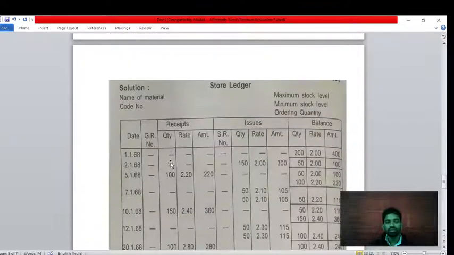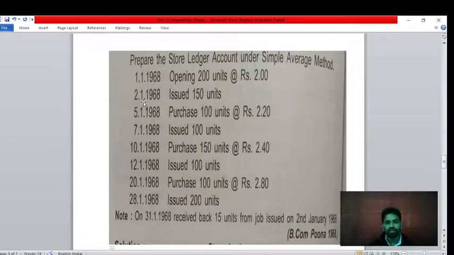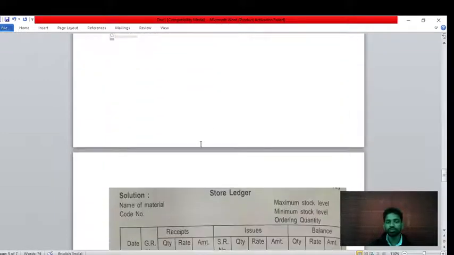This is not a receipt or an issue directly, it is the balance. So on the date column, on 1st January 1968, the opening balance is 200 quantities at the rate of rupees 2, so the amount is 400. Next, on 2nd January 1968, 150 units are issued. Out of these 200 units we have to issue 150 units, but we don't know the issue rate to charge to the production department. For that purpose we have to ascertain the average.